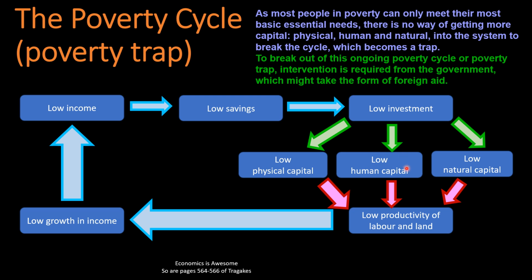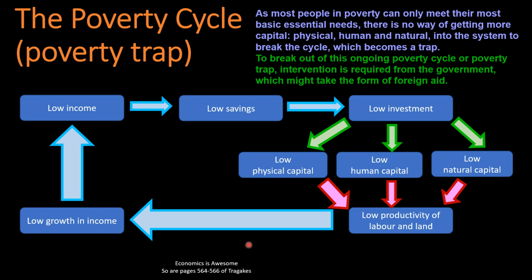And then the cycle: low investment leads to these low levels of capital, which then lead to low productivity of labour and land, because you don't, for example, have the human capital to be more productive with labour and land. Or natural capital might be exploited, which then makes it even lower in productivity. And the cycle continues into low growth in income, and then continues on.